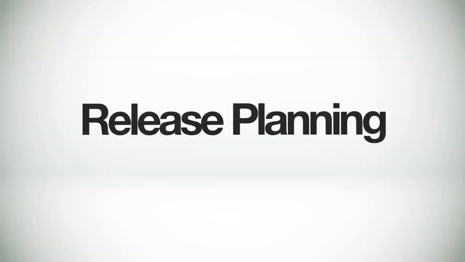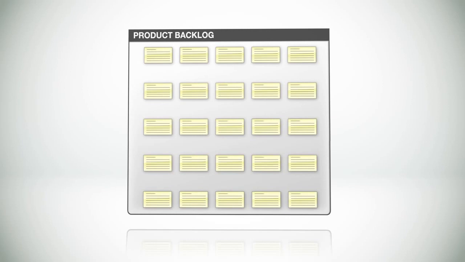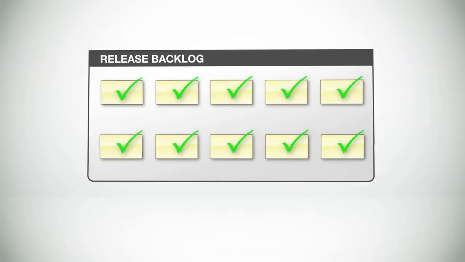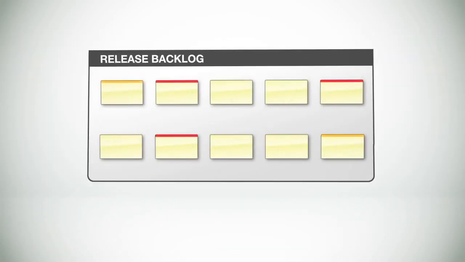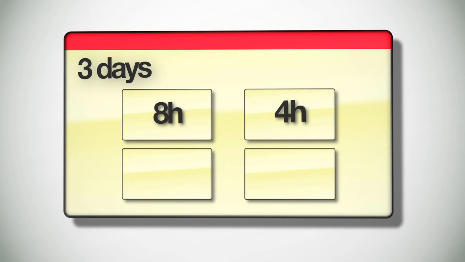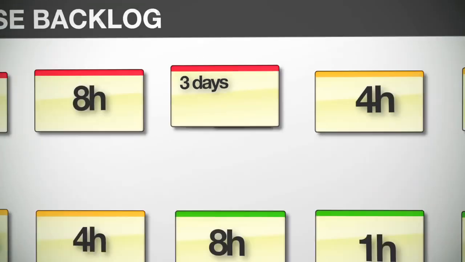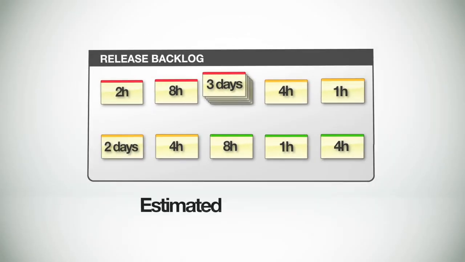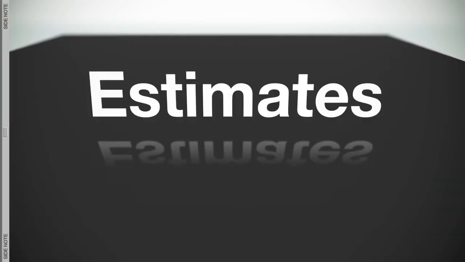But let's get back to this, release planning. To plan a release, the team starts with this, the product backlog, and they identify the user stories they want to put into this release. These user stories then become part of the release backlog. The team then prioritizes the user stories and estimates the amount of work involved for each item. Sometimes larger user stories are broken down into smaller, more manageable chunks. The collection of all the estimates provides a rough idea of the total amount of work involved to complete the entire release. A quick side note about estimates.